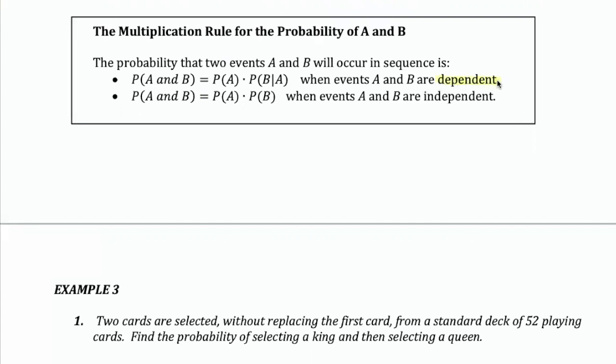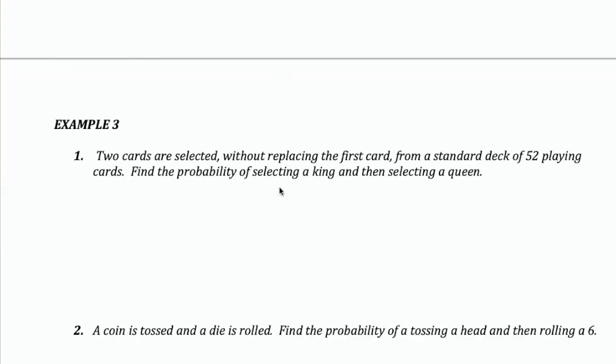If your events are dependent, you're going to multiply the probability of A happening times the probability of B given A. Since these events are dependent, the probability that B happens is affected by what happened first, event A. In the second bullet, you can see when the events are independent, meaning one does not influence the probabilities of the second one happening, then you just multiply those two probabilities together. So let's look at some examples.